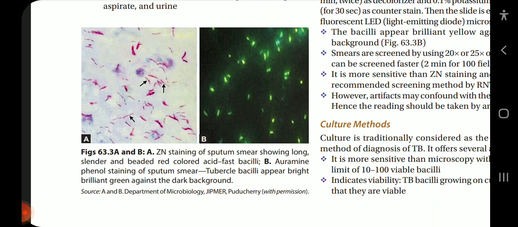Now this figure shows the Zn staining of the sputum specimen showing long, slender and beaded red colored acid fast bacilli. Figure B shows auramine phenol staining of the sputum smear. Tubercle bacilli appear bright brilliant green against the dark background.